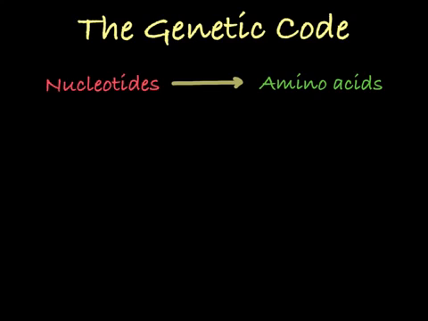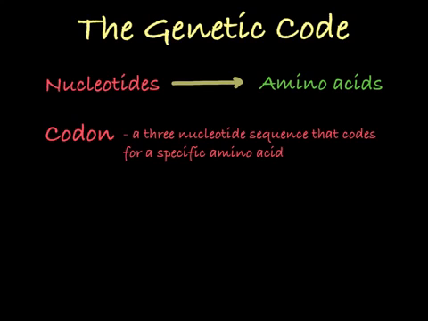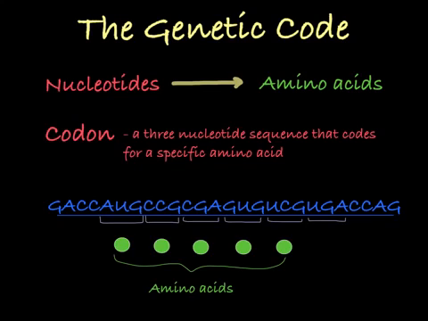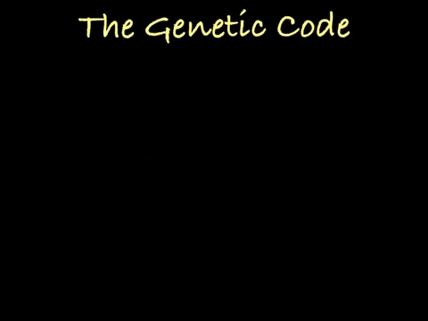The answer is in the codon. We interpret mRNA in a series of 3 nucleotides at a time, called a codon. A single codon will correspond to a specific amino acid. So we move along an mRNA strand reading groups of 3 nucleotides at a time, each corresponding to a specific amino acid. We complete this process of translation using the genetic code.